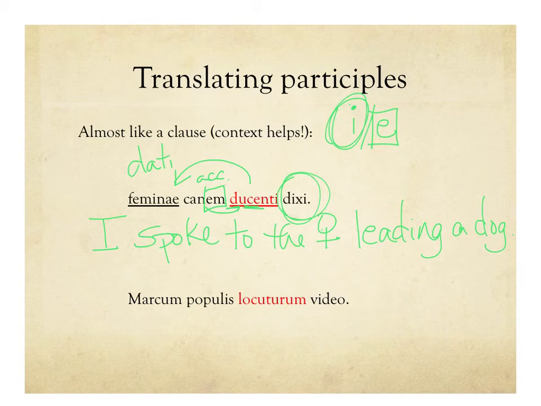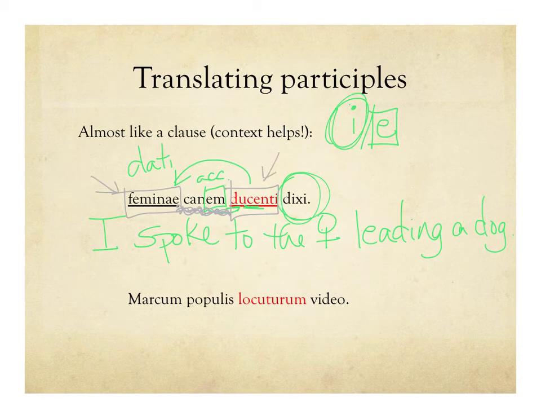And we know this because what we have here is a sandwich. So you can see that feminae is on one side, ducenti is on one side, and then canem is in the middle. That is our cheese or our hummus or whatever you want to put in your sandwich. And these are our pieces of bread.